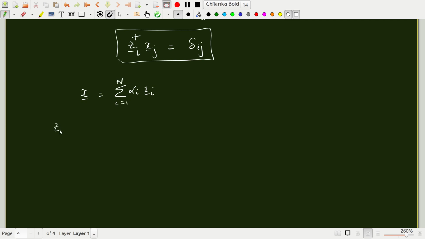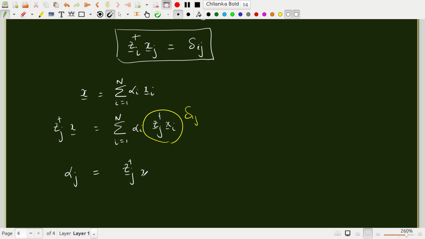because how do I find alpha j? I can multiply both sides by zj dagger, summation i equals 1 to n alpha i zj dagger xi, and this is nothing but delta ij. So this implies that alpha i delta ij is alpha j, so alpha j is zj dagger x.